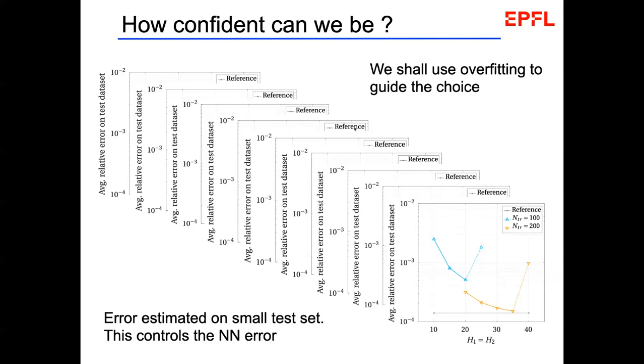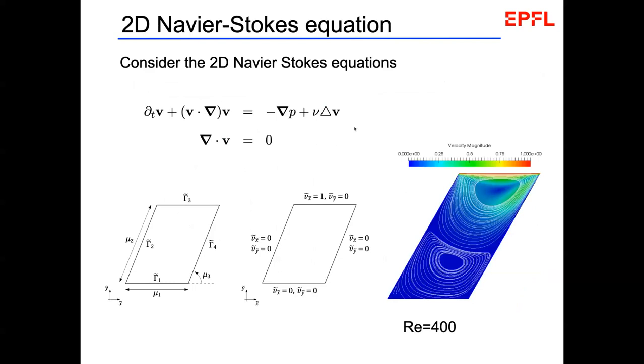So here's a slightly more complicated problem, that is Stokes 2D, but with a non-affine mapping of the domain. Doing this with a standard finite element method is quite complicated, and it's not at all obvious how to get this accelerated.